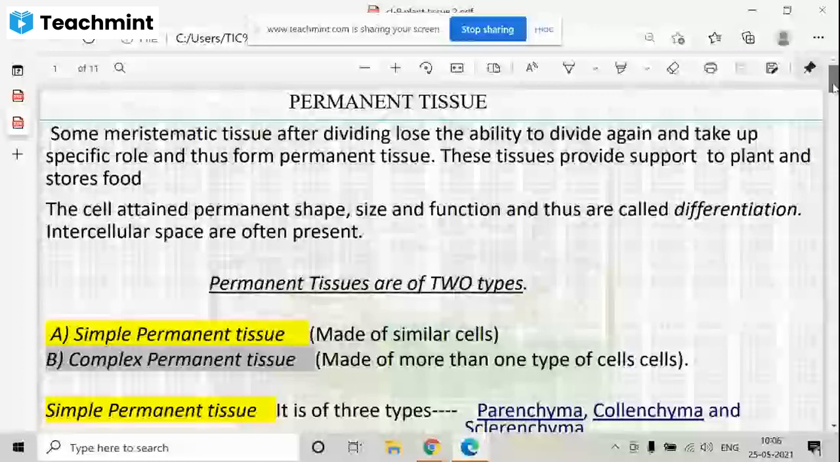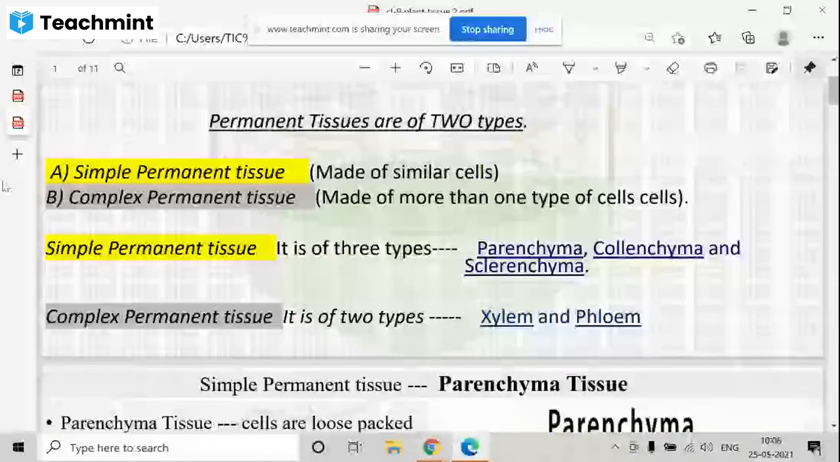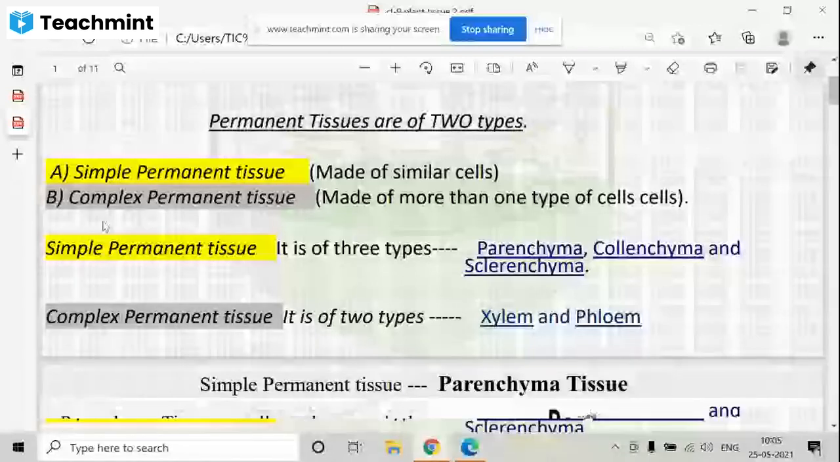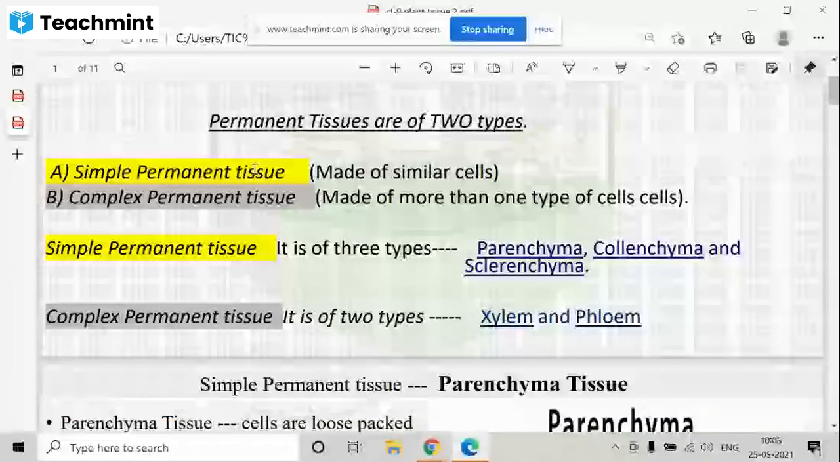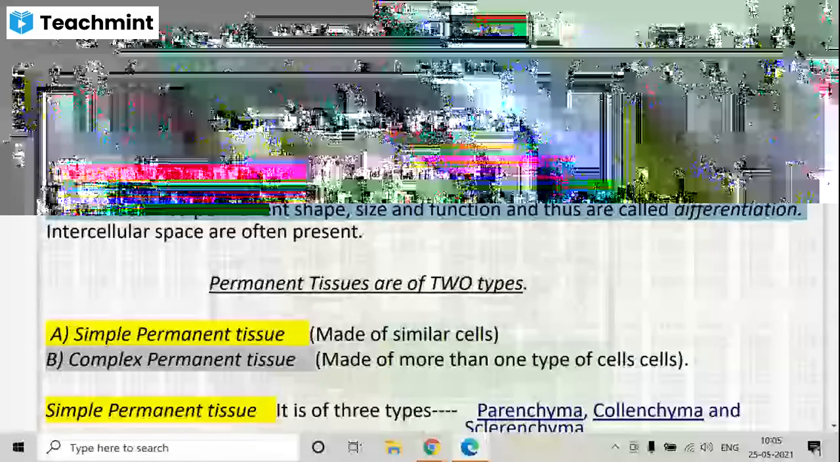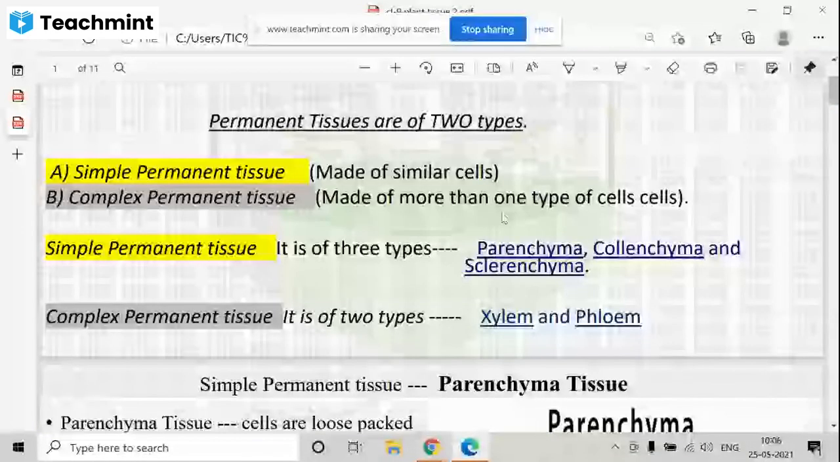Now, types of permanent tissue. What are the types? Number one, simple permanent tissues, and number two, complex permanent tissues. Simple permanent tissues are made up of similar cells. All the cells are of similar type, whereas complex permanent tissues are made up of more than one type of cells.